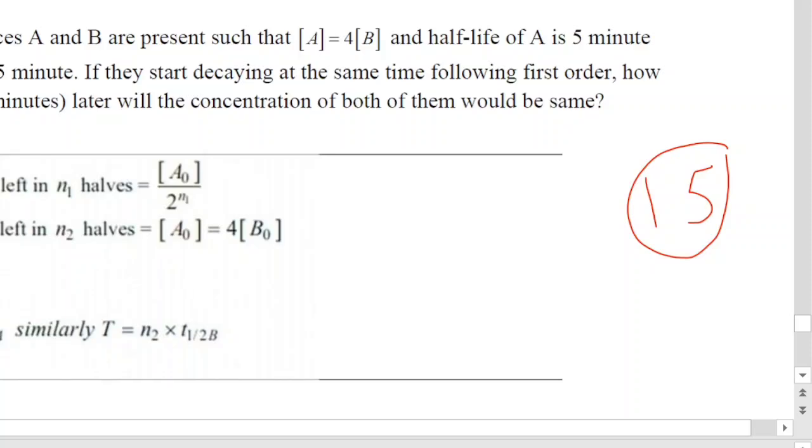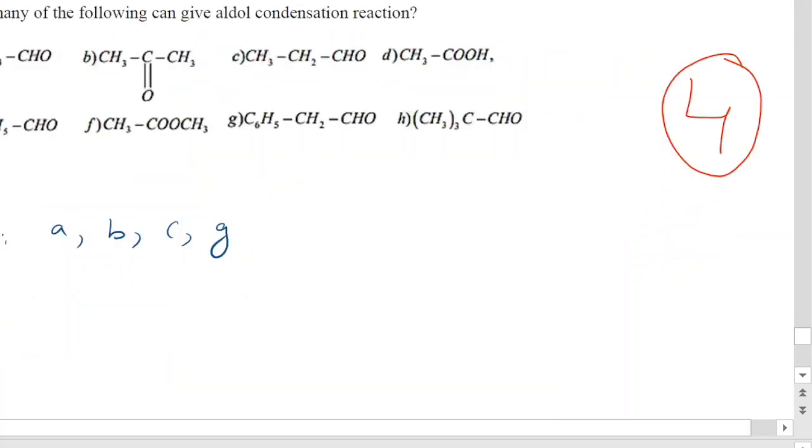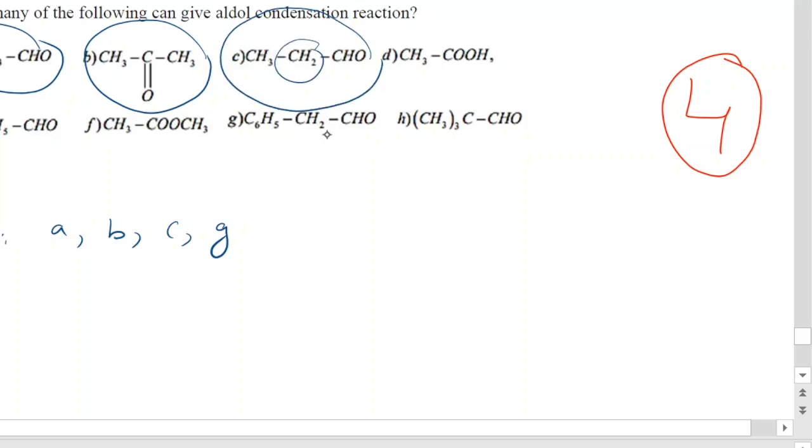Let us see the last question in the grand test. It is about Aldol condensation. How many of the following can give Aldol condensation reaction? We know to give Aldol condensation reaction, the compound must have alpha hydrogens. Here compound A has alpha hydrogens, compound B also contains alpha hydrogen, C also contains alpha hydrogen, and even the G also contains alpha hydrogens. The remaining do not contain any alpha hydrogen, so they do not give aldol condensation. So total of 4, integer 4.